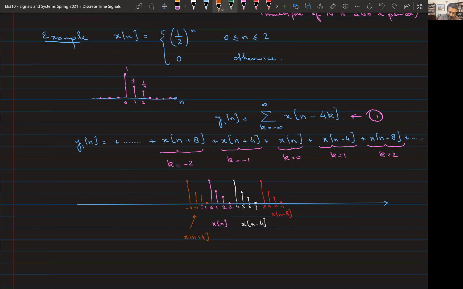So x of n plus 8 is going to be something here. And this is minus 8, minus 7, minus 6, minus 5. This is x of n plus 8. And clearly, this y1 of n is periodic. The visual depiction tells you that y1 of n is periodic. What is the fundamental period for this? Yeah, the fundamental period is 4, exactly.